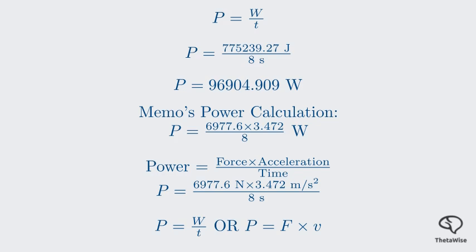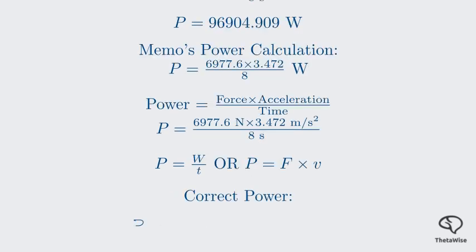Using the memo's values for W friction, W gravity, and KE, we get 775,239.27 joules. Divided by 8 seconds, this is 96904.909 watts. Converting this to kilowatts, we divide by 1,000 to get 96.905 kilowatts, rounded to 3 decimal places. This is the correct total power. As per our instructions, if the memo is incorrect, we explain and provide the correct reasoning. The memo's calculation was flawed, but our work-energy principle approach provides the correct result.